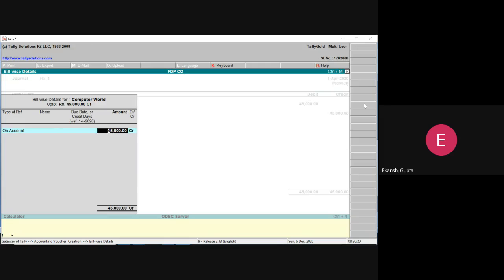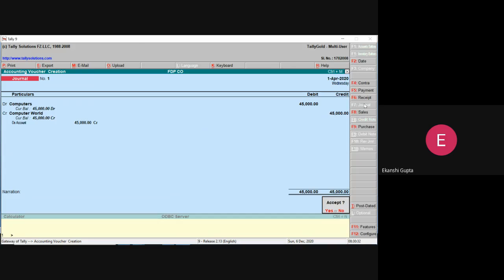Again, they are asking me bill-wise details and I do not have that as given in the question. So I'll just keep on clicking enter, enter. And this particular entry is saved.